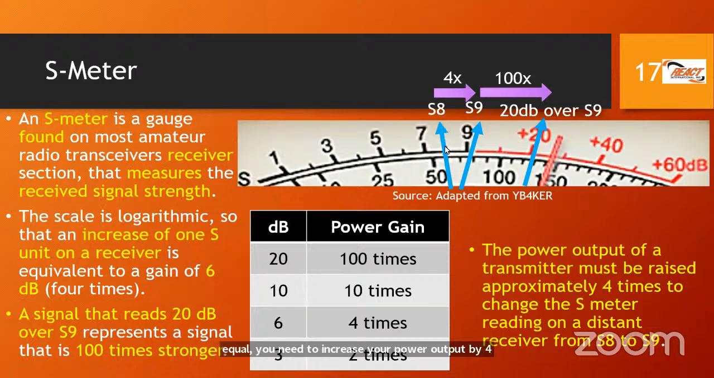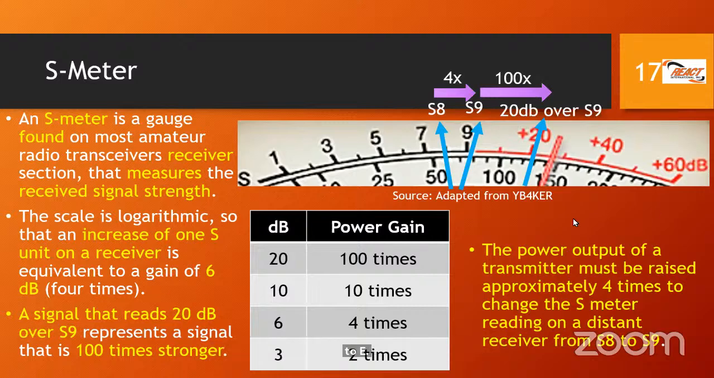So whatever wattage you're running, you need to multiply it by 4 to be able to effect an increase in that 1 S unit. So if you're going from S8 to S9, you need to multiply your power output by 4 times just to go from S8 to S9. So a lot of power just to go 1 S unit, right?